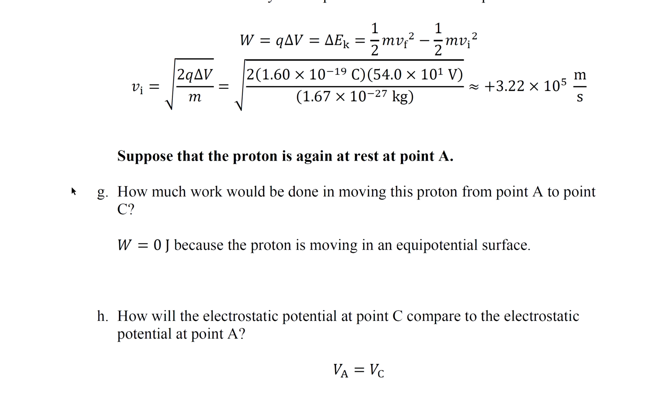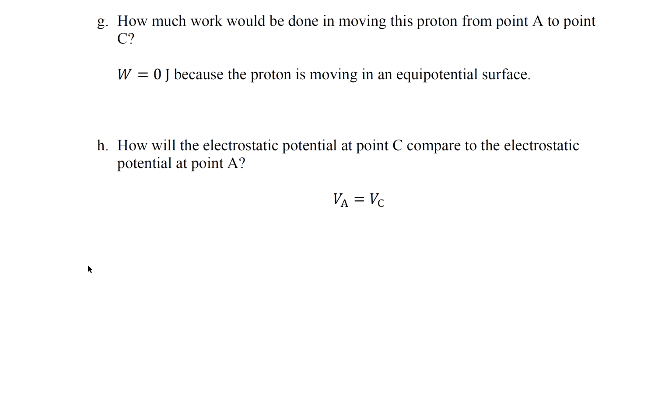Suppose that the proton is again at rest at point A. How much work will be done in moving this proton from point A to point C? It's 0 because it's at an equipotential surface. Hopefully we'll learn more about equipotential surfaces later, if we haven't learned about it already. Part H, how will the electrostatic potential at point C compare to the electrostatic potential at A? They're both equal to each other.